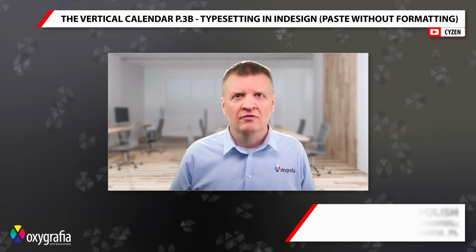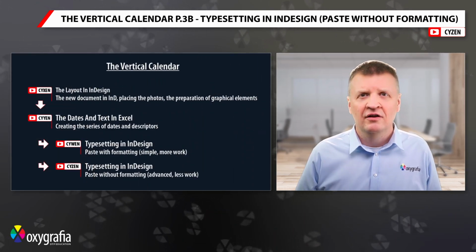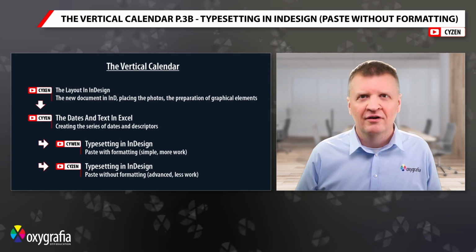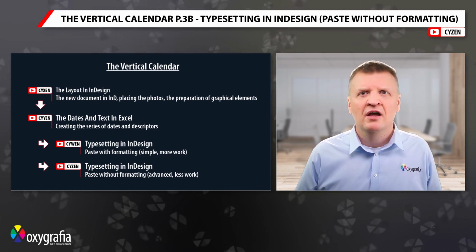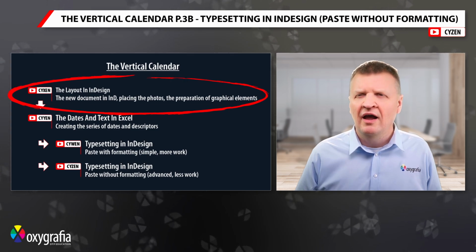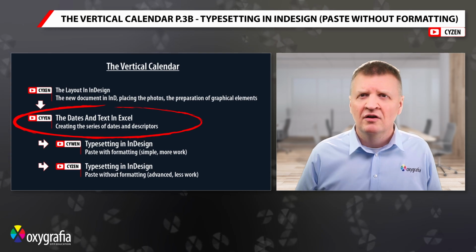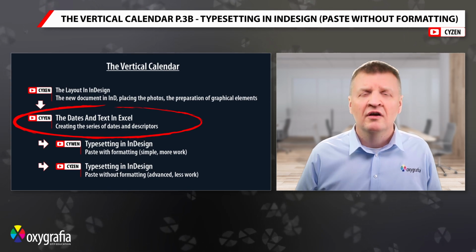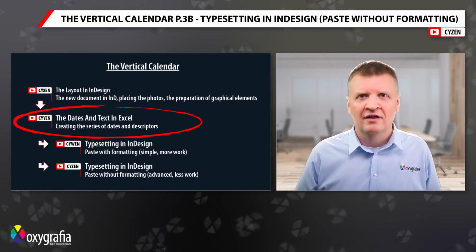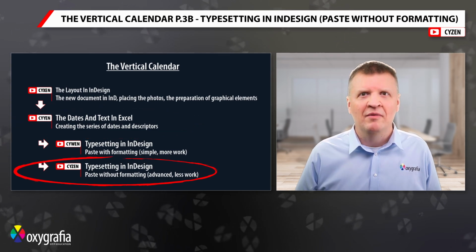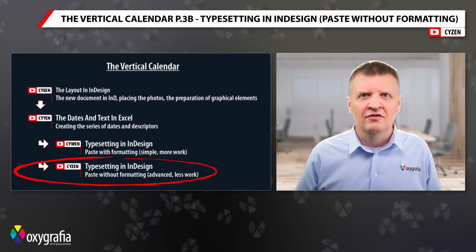The movie itself is a part of a larger tutorial in which I'm trying to explain in detail how to create a vertical calendar. The board next to me shows where we're at. In the previous movie CYX, I've made a graphical layout. In the movie CYY episode in Excel, I have prepared numbers and text for this vertical calendar. Now I'm about to transfer those contents from Excel to InDesign.